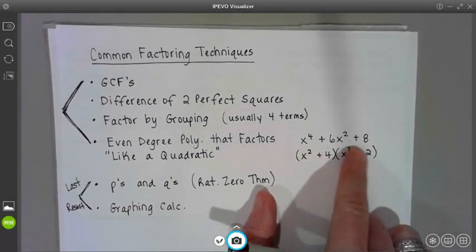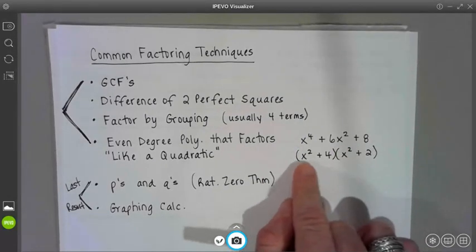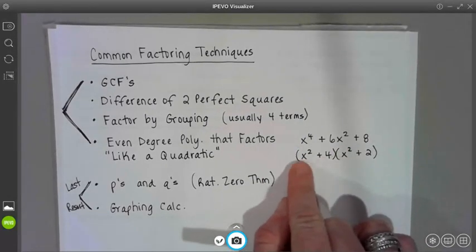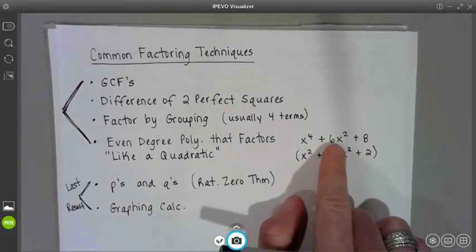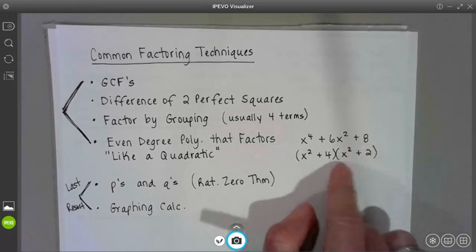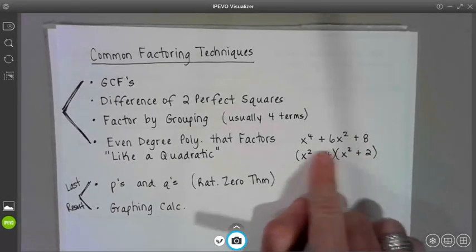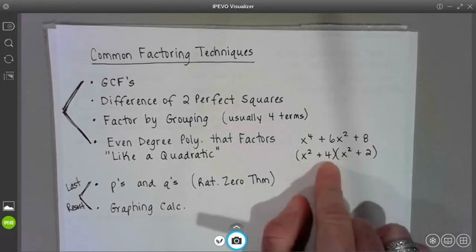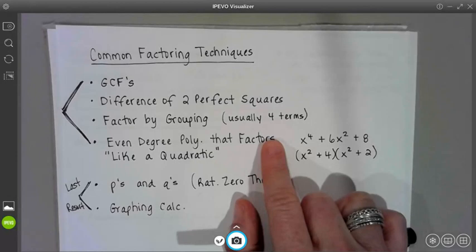Here's an example of a degree 4 polynomial. So it's not a quadratic, but it factored like one. Instead of needing x and x, I needed an x squared and an x squared to get me my x to the 4th. And then what adds to the 6x squareds and multiplies to the 8? A 4 and a 2, right? And then your rainbows will get you your 6x squared. So it's not a quadratic, but it factored like one. So don't forget, these are still going to pop up as ways we can find the zeros.